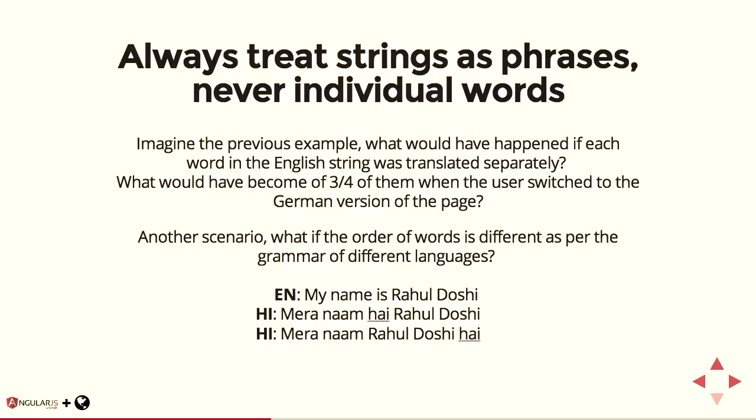So take this example of my name is Rahul Doshi, simple enough string, 5 words. And if you try to translate it word for word in Hindi, it ends up being Mera, name for naam, is hai, and my name stays the same. So if you look at the placement of hai in the 2 situations, the first one is actually grammatically incorrect, and the second one is actually correct.